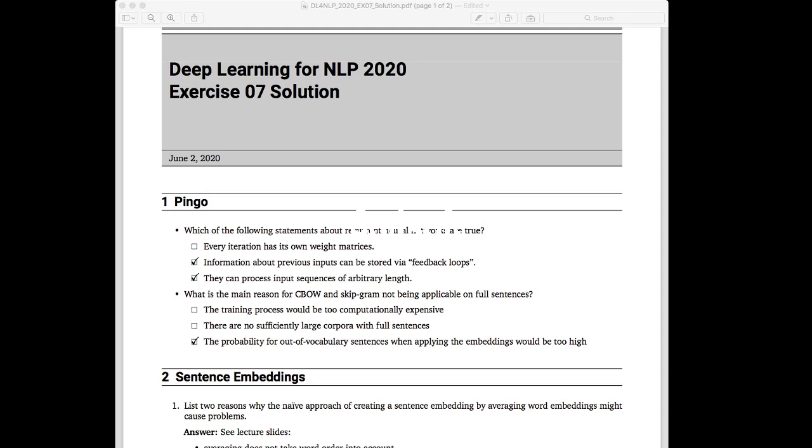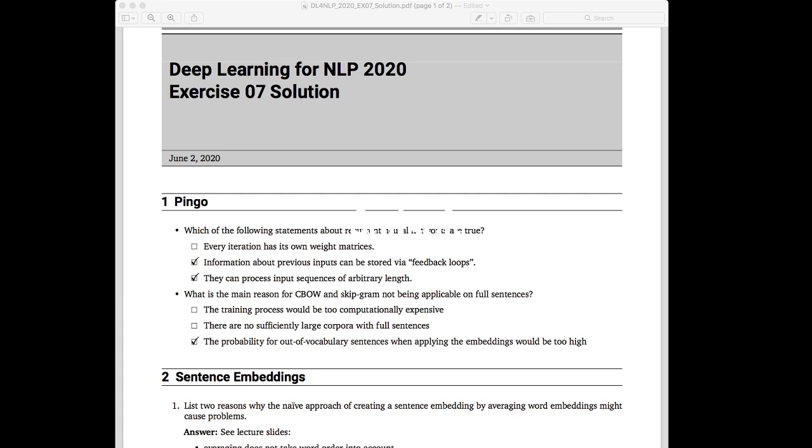Okay, let's have a look at the exercise solutions. We will go through the bingo questions first, and the first question is about recurrent neural networks. The first statement is not correct because every iteration has the same weight matrix instead of different ones.